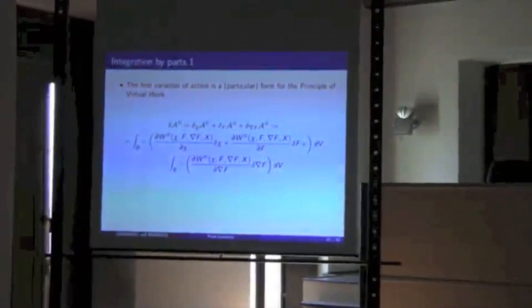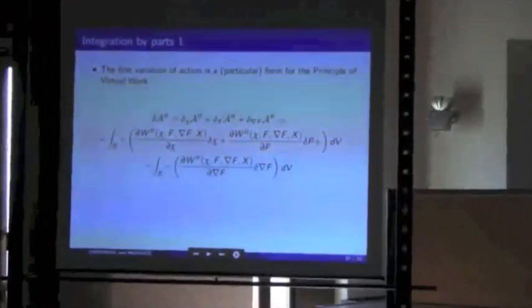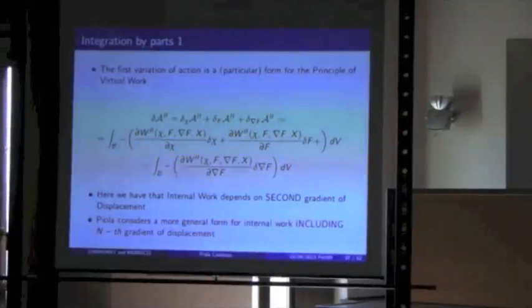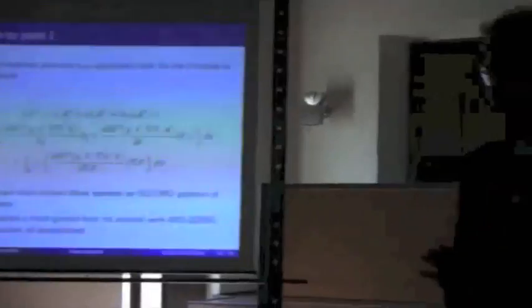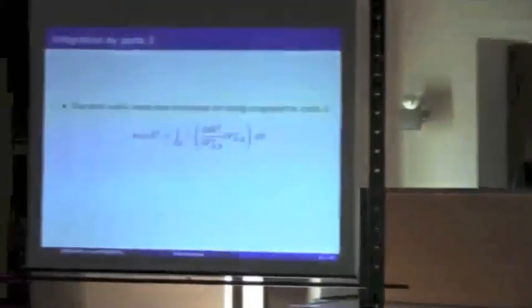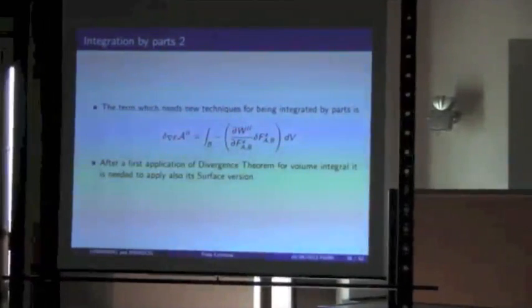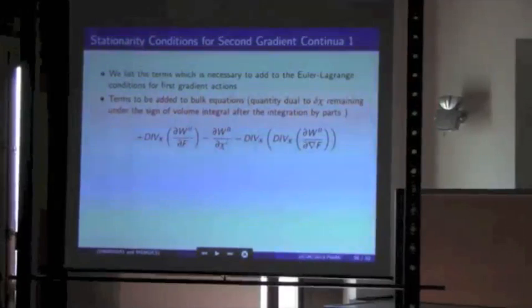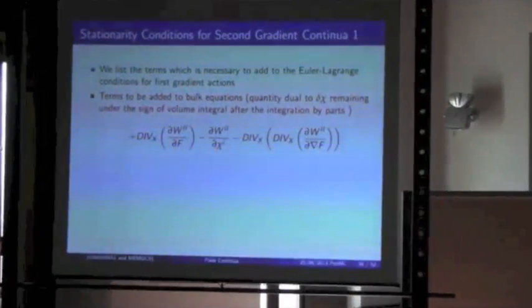So this is the first variation. Now the technical detail is not so difficult. You must integrate by part one time here and two times there. Okay. So, to be honest, Piola is not considering second gradient materials only. He uses nth gradient materials. But he stops somewhere. So you integrate by parts, you apply divergence theorem, and what you get are these terms which must appear in what is usually called balance of force. So this is the standard divergence of Piola stress, but you get minus divergence of an extra term. And this animal cannot be obtained in the standard format of Truesdell and Toupin.